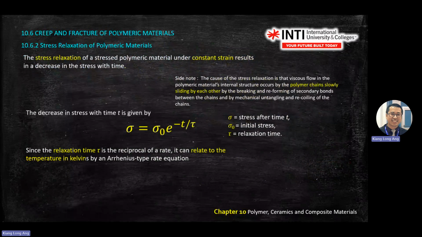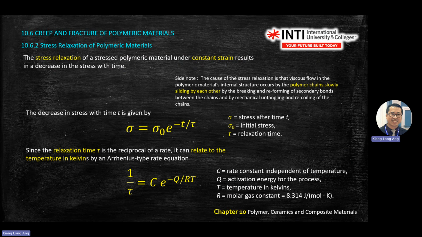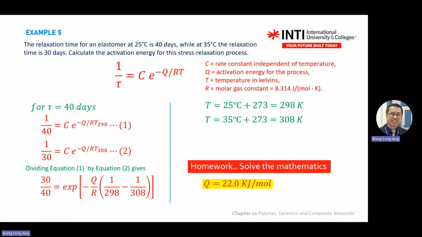Okay, stress relaxation is given by this formula: stress equals stress O times exponential of minus T divided by relaxation time. And the relaxation time is given by 1 over relaxation time equal to C E to the minus Q divided by RT. Example 5 is your homework. I assume you already know, right? Oh, you're very smart. Example 5 is your homework.